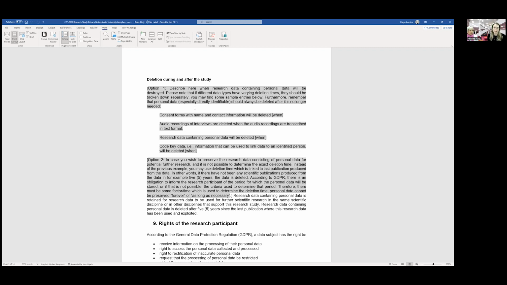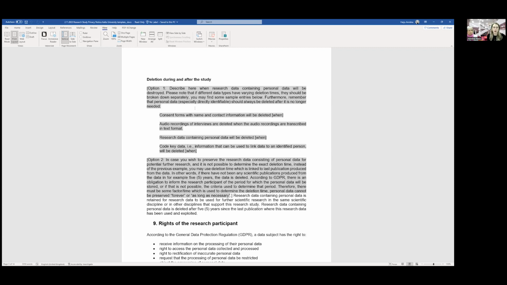Again, we already discussed audio recordings and the written transcripts. In most cases, once the transcription is done, you don't need the audio anymore and you can delete it. So basically the audio recording has a different retention time than the other data. But again, you can keep it if you need it.